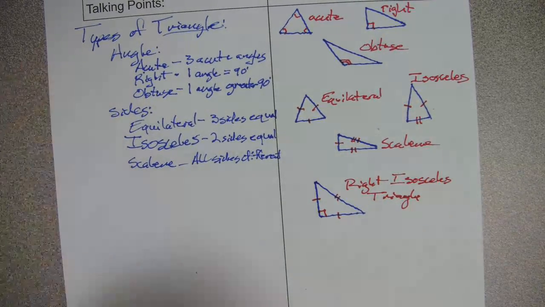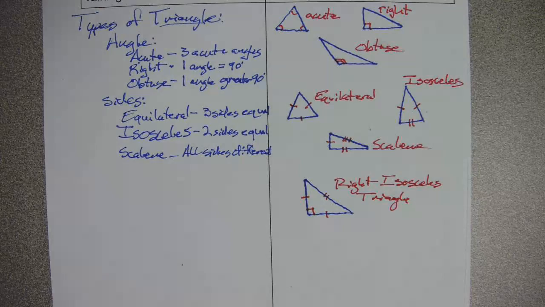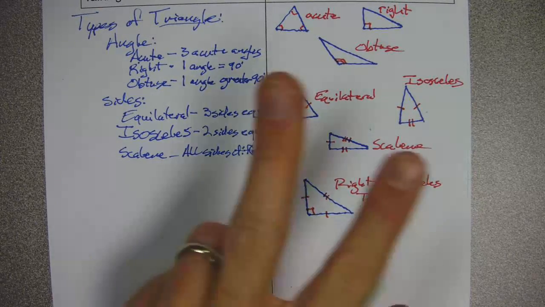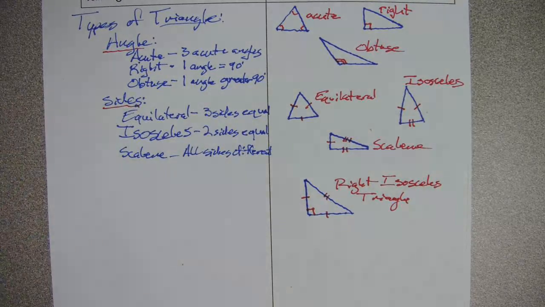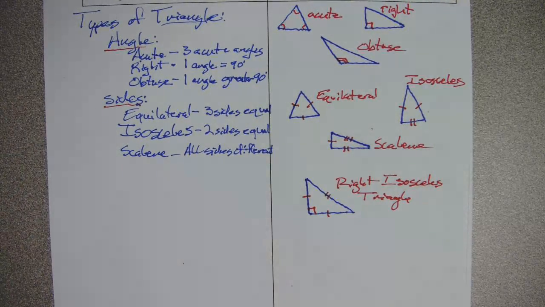So part of what you'll be asked to do is to label different triangles, be able to identify what they are. And remember, we can do it two different ways. One is by angle, one is by sides. So all triangles have two classifications, all right? One by their angle and one by their sides. And again, we'll do some examples of this in class.